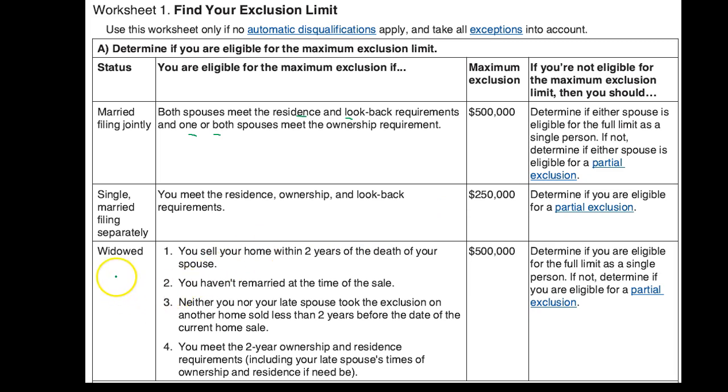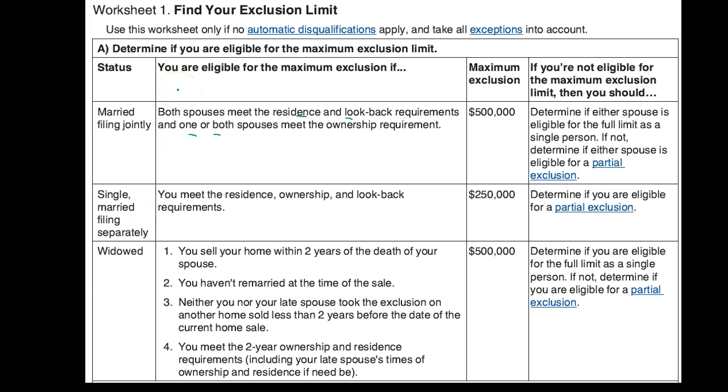How about the widowed status? If we're in the widowed status, that's a bit of an unusual status. That's going to be where there was a death of the spouse. So you can see there's going to be some unusual circumstances in that case. Not a normal case, not something that most people will be in when selling their home. But if it applies, then we have a bit of an unusual situation. We go to our questions.